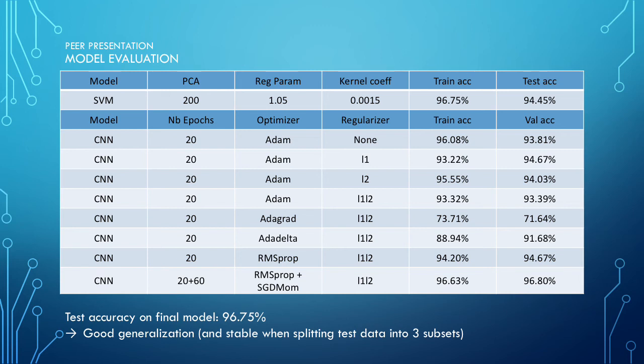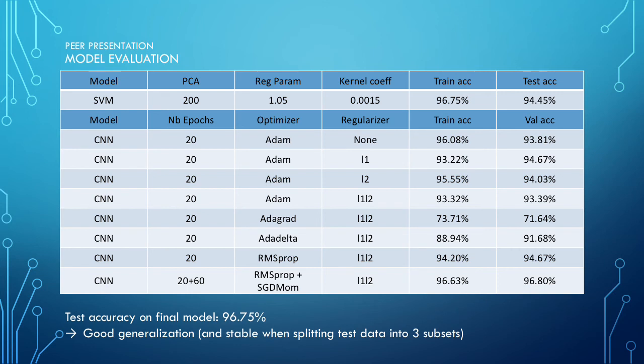The final model is running on 80 epochs, being 20 plus 60, which is a succession of RMSprop optimizer, then L1, L2 regularization with 0.0001 weight for both L1 and L2 penalties, and then ADAM, and finally stochastic gradient descent method with momentum for the remaining 60 epochs.